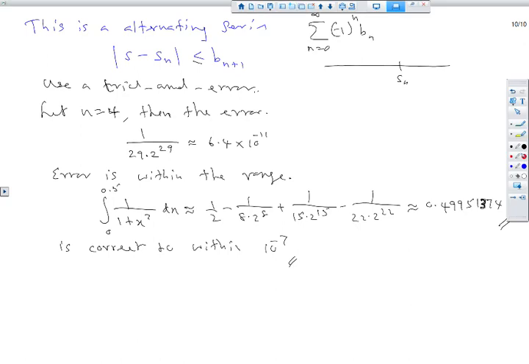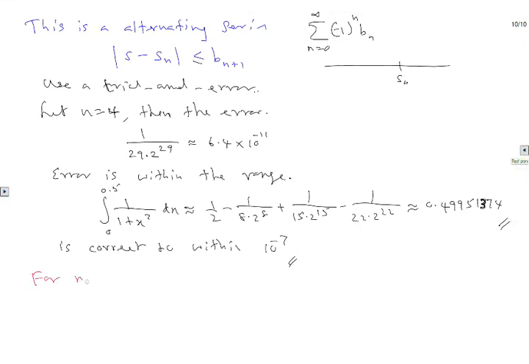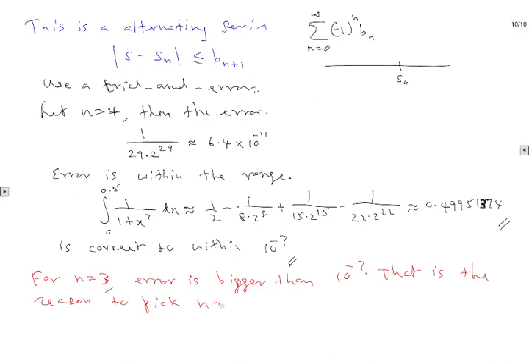So for n equal 3, the error is bigger than 10 to the negative 7. That's why we go for n equal 4. That is the reason to pick n equal 4. If n equal 4 doesn't work, go to n equal 5, like that. So good. That is the end of power series representation of a function.